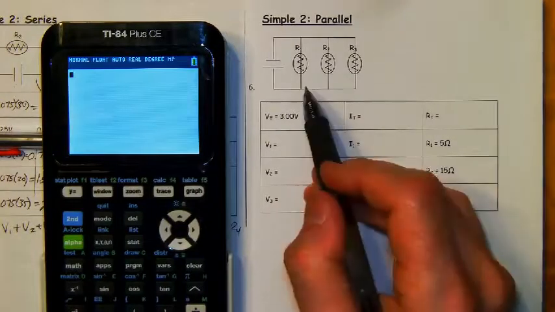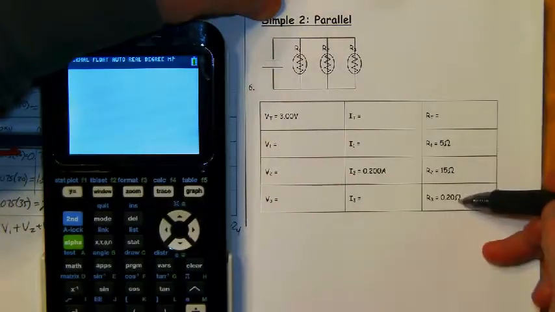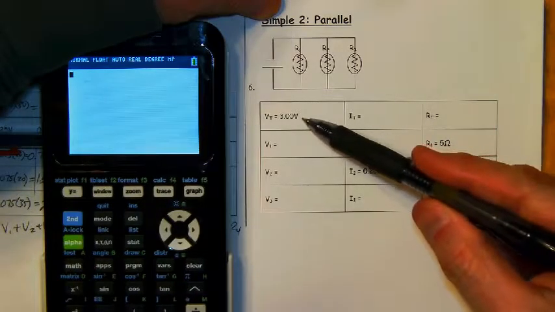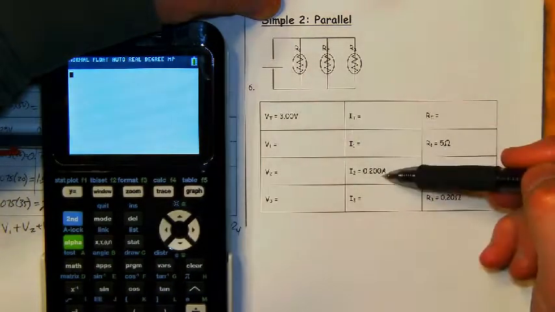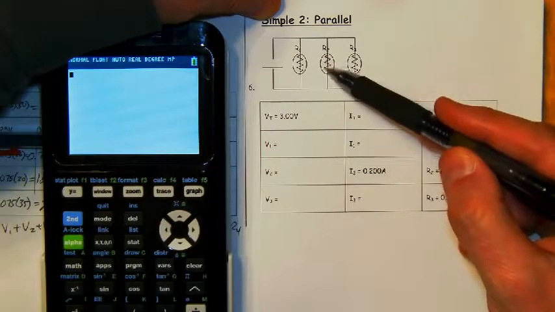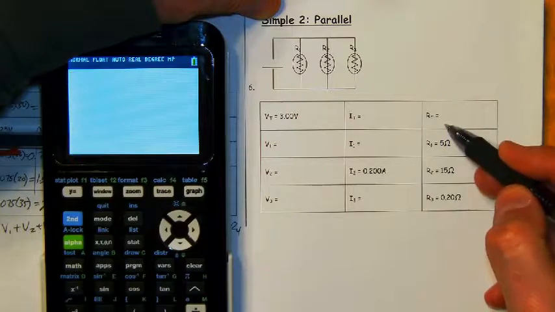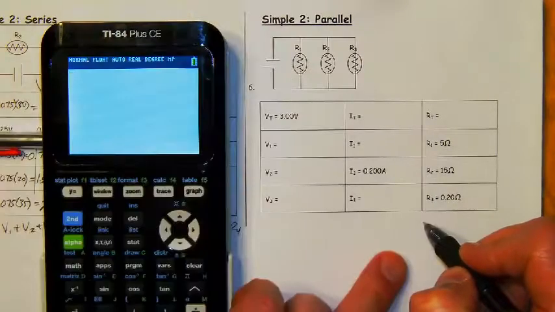Now in this one we have three resistors that are in parallel. We know what those resistance values are, and then we know some of the voltages. We know the voltage across the battery, and then we know the current across the second light bulb, or the second resistor. So remember that whenever resistors are in parallel, we're going to inverse add those.